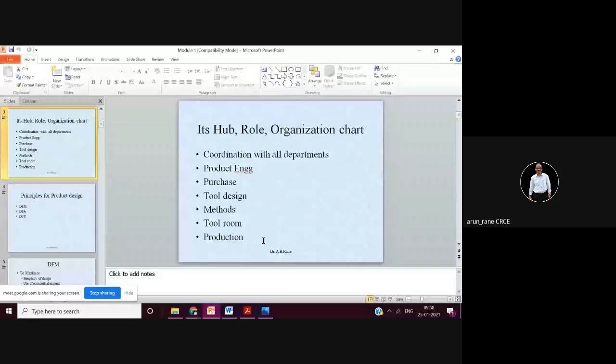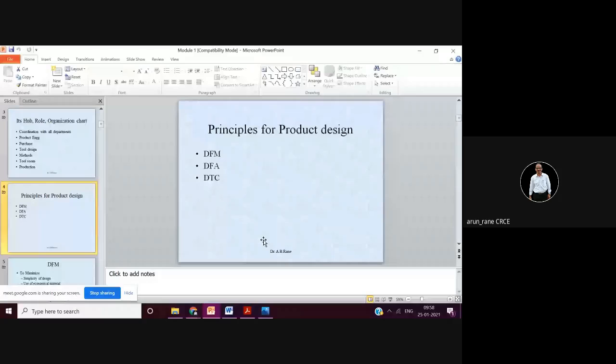The main thing is that the question which is asked in the question paper is why the process engineer is, or why the process engineering department is called the hub of the organization. Then coming to the product engineering. So module one comprises two things. One is your product engineering and another is your process engineering.